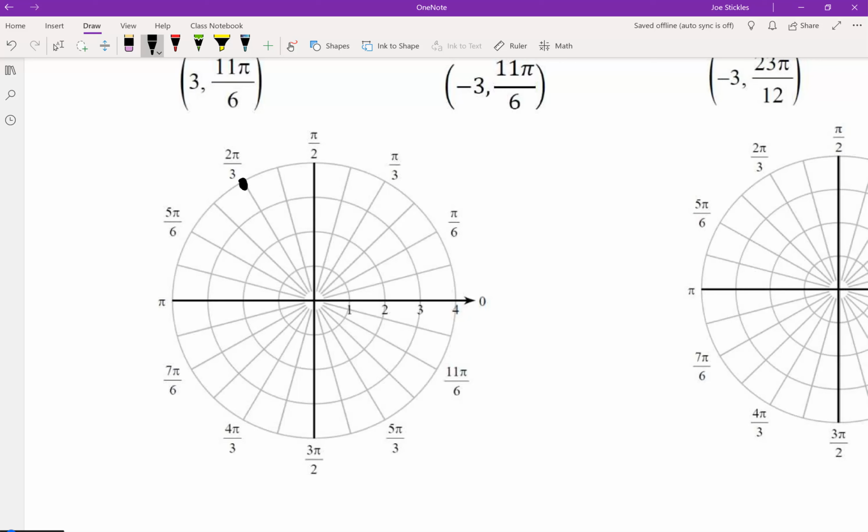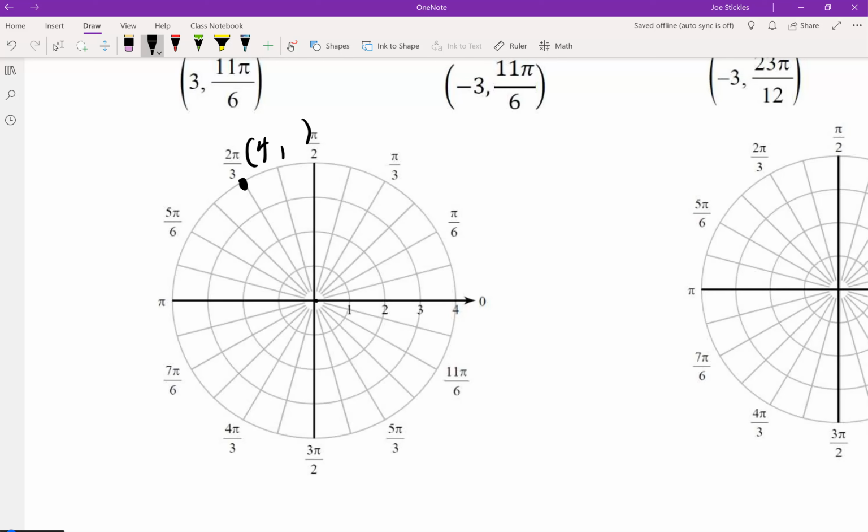Okay, so we need an r coordinate and a theta coordinate. Theta coordinate is pretty obvious, but we'll talk about that here in a second. Before that, I'll do the r first. R is the distance from the pole to the point. Well, I can just count the grid lines: 1, 2, 3, 4. So the r value is 4.